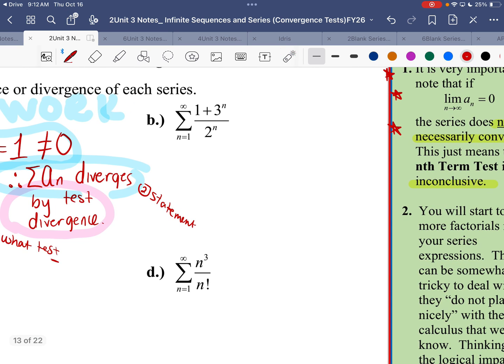Okay, let's try to do B. B is a little bit trickier because it is still rational, but it's not as rational as you are used to. I personally think of this as being big top because 3 to the n goes to infinity faster than 2 to the n does. But if that doesn't convince you, you can break apart this limit.